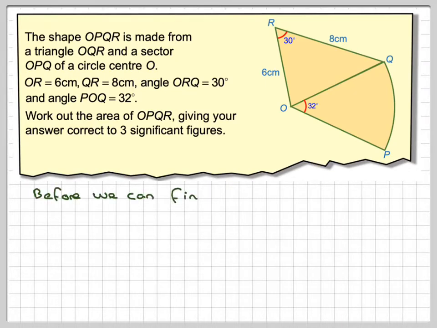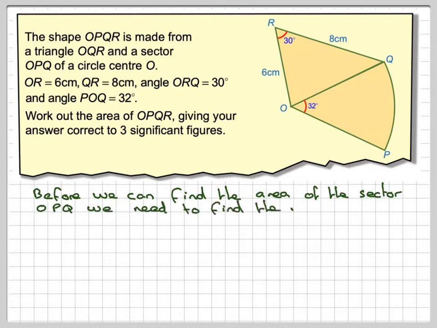So before we can find the area of the sector OPQ, we need to find the radius OQ. So we need to find this length here, which is the radius of the sector. And to do that, we can use the triangle OQR. Now, what we've got here is 2 sides and the included angle. So we'll call this length here R, which is also the radius of the sector, what we want to find.